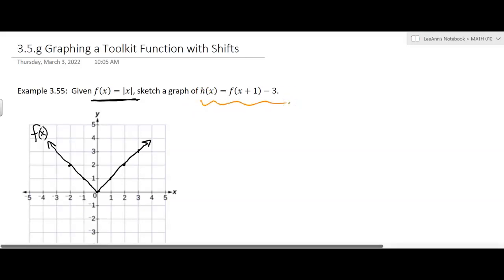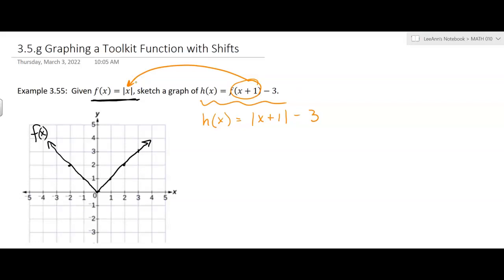Well, you'll notice it's not the basic one, right? It's f of x plus 1 minus 3. Another way they could have written this is absolute value of x plus 1 minus 3, okay? So if you put this in here, that's what it would look like, okay?